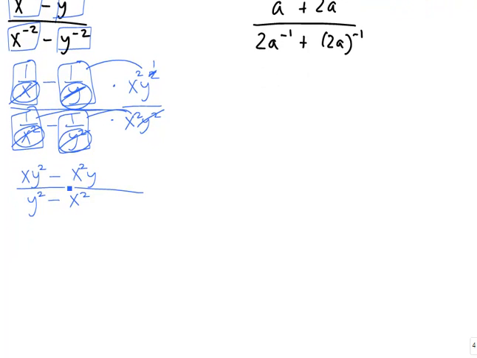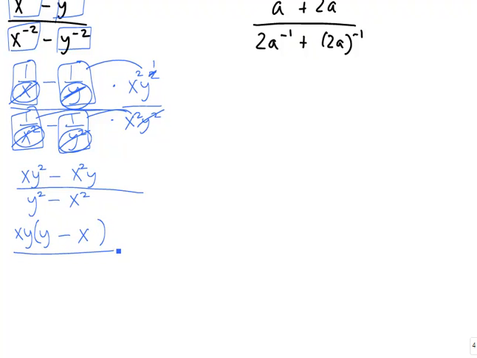So if you look at the numerator, they both have x's and y's. The least x that I have is x to the first. The least y that I have is y to the first. So my GCF is x to the first, y to the first, or just xy. If I factor that out, then from this first term, I'm going to have 1y left over. From the second term, I'm going to have, excuse me, 1x left over, with a minus in between.